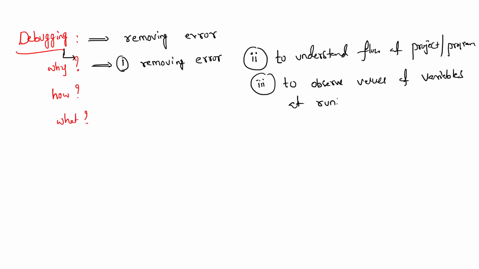When a program is getting executed, in the middle we can stop it and see, okay, I am passing 10 as the side of this square. Is the side really getting 10 or not? Then side into side is 100. Is 100 really assigned to that area variable or not? I'm just using the previous examples. To observe the values of the variables at runtime, we have to debug the program.